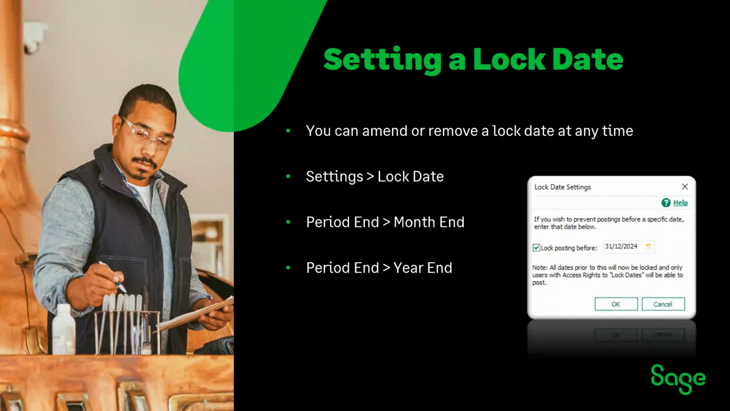You can amend or remove a lock date at any time from within the settings menu by selecting lock date. This is then removed for absolutely everybody. You can also access the lock date through the period end options.